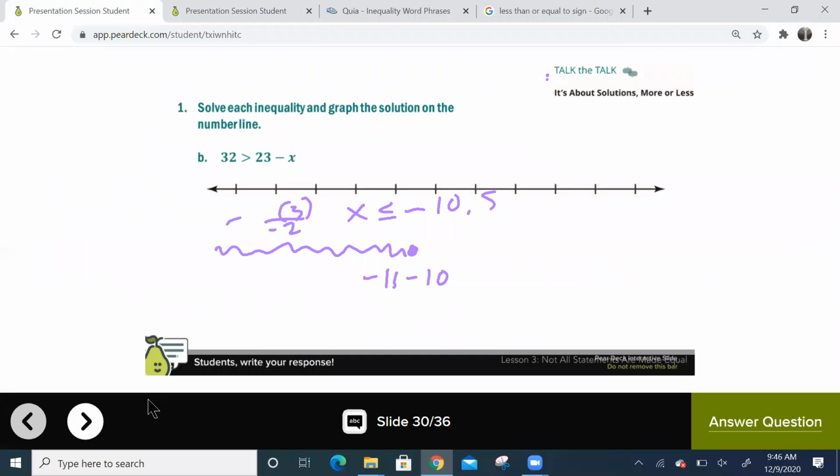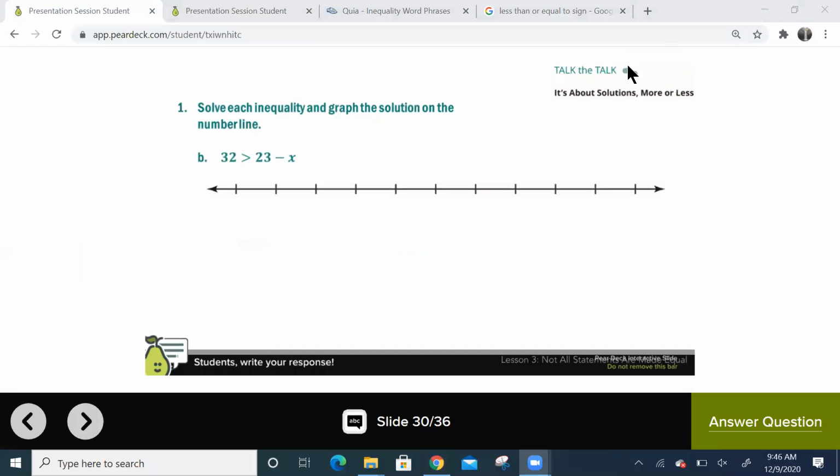Okay, now let's go ahead and do this one. Okay, so I'm going to minus the 23 from this side, minus the 23 from this side. So 32 minus 23 is 9. I'm going to divide by a -1 to make our x a positive. Since I'm dividing by a negative, I'm going to flip the symbol, and I'm going to rewrite it. And instead of saying -9 is less than x, I'm going to say x is greater than -9. I'm going to have -9 right here.